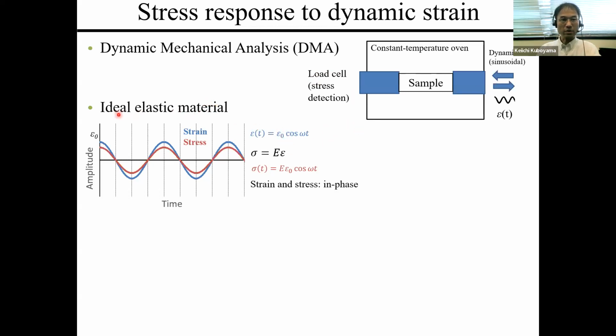So when you think about the ideal elastic material, when you apply the strain like this, the stress becomes like this. As you know, the stress is proportional to strain. So the strain and stress are in phase. Both of them are cosine waves.